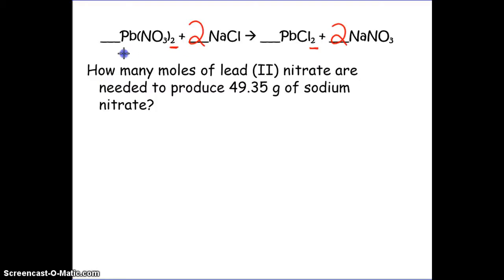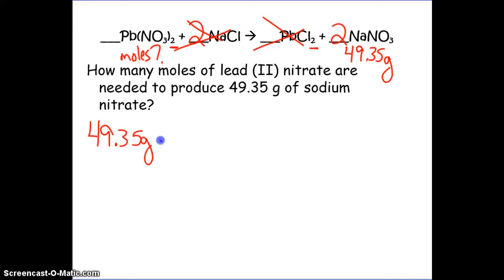Well, there's lead 2 nitrate, so we're looking for moles of lead 2 nitrate needed to produce 49.35 grams of sodium nitrate. We got 49.35 grams of sodium nitrate. So essentially, we don't need these other two because the question's not asking about them. All right, now we're going to start with what we were given, the 49.35 grams of sodium nitrate. And we're going to convert it to moles.